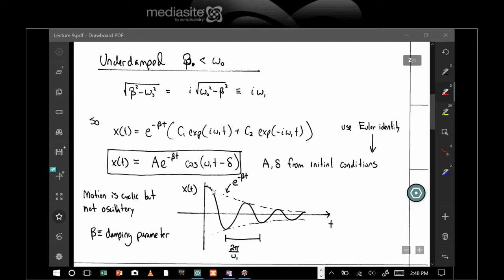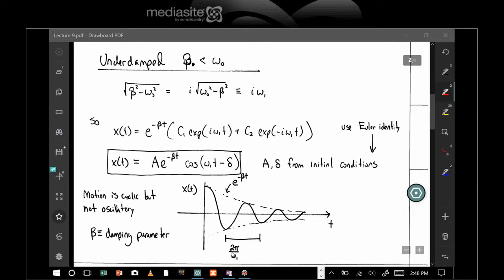An exponential, and it's going to be an exponential envelope around it. Now the rate that I'm going to lose amplitude is going to be given by e to the minus beta t. And then things are going to oscillate. Now they don't oscillate at the natural frequency. They're going to oscillate at omega 1. Okay. So we can look at this.